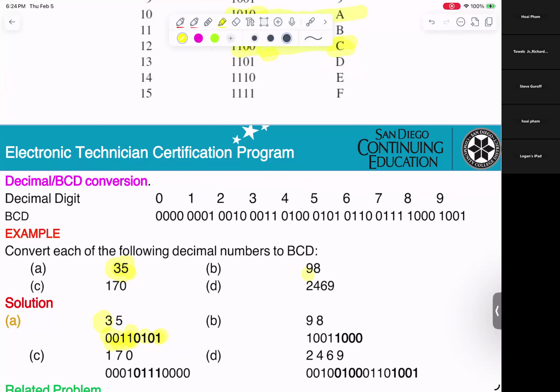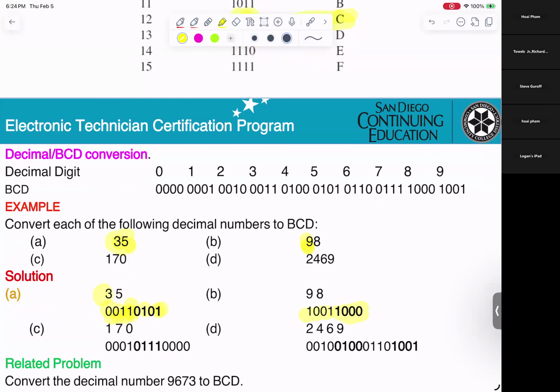Okay, 98. Now number 9 from the table will be 1, 0, 0, 1. They must be 4 bit. Okay, number 8 will be 1, 0, 0, 0 here. 9, 8.